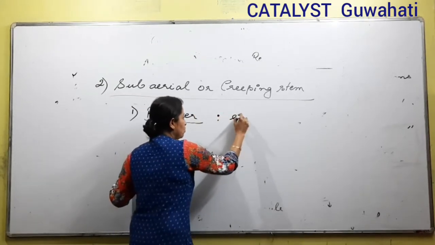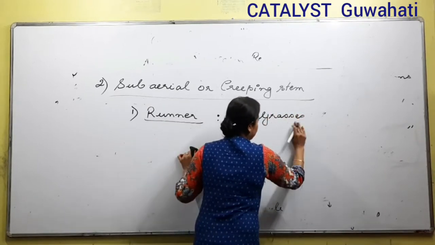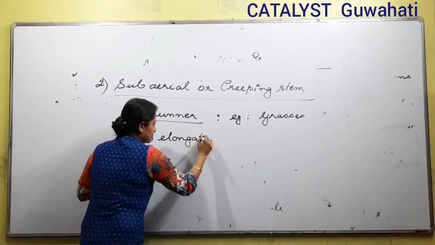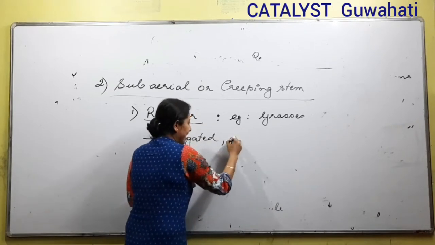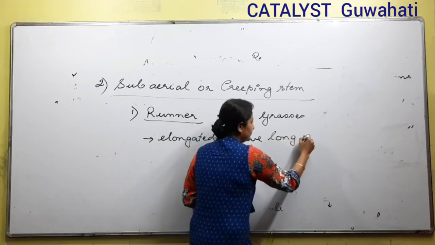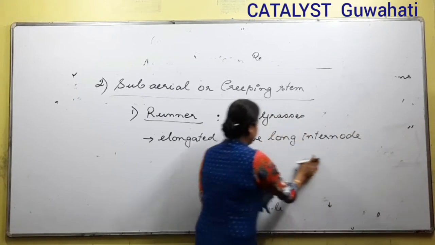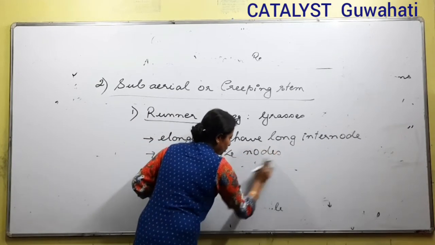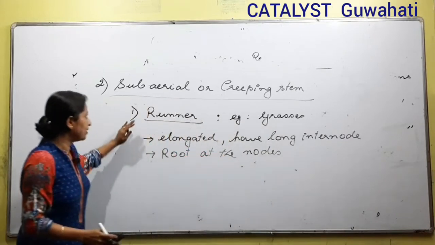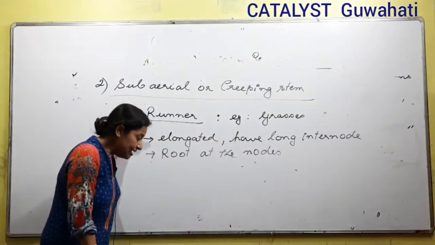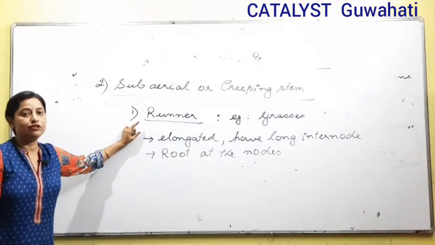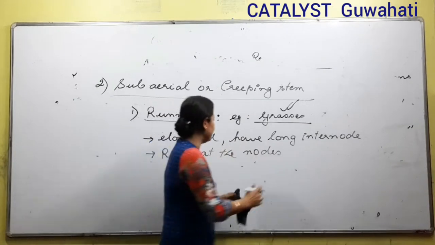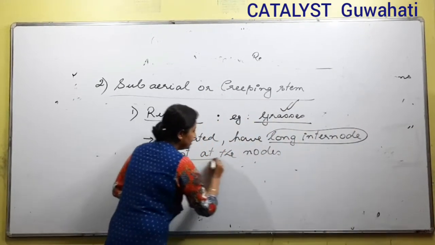Runner type of a stem is most common in grasses. They are long or elongated. So these stems are elongated. They have long internode and they root at the nodes. So four types we are going to study in this category: runner, offset, stolon, etc. Within each heading, there are few lines or there are few points that you need to specifically remember. In case of runner, this is the most common example that it has been asked. Next is, you need to remember they have long internode, and the next point is root at the nodes.